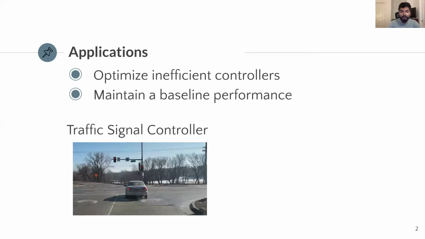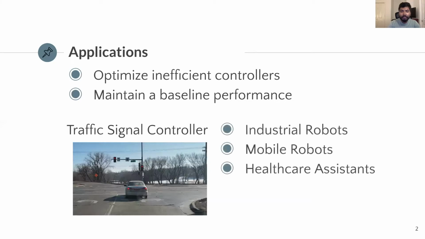an entire city. Similar issues also arise in tasks involving industrial robots, mobile robots, and healthcare assistants, just to name a few. Reinforcement learning, or RL for short, has been shown to outperform such suboptimal controllers. However, with RL, there's a very high chance that the learning agent initially performs worse than the existing controller.